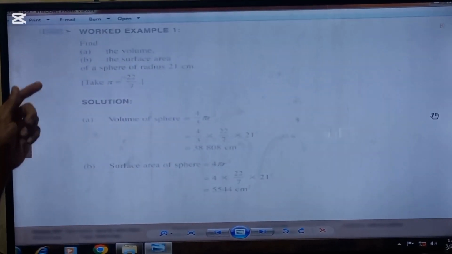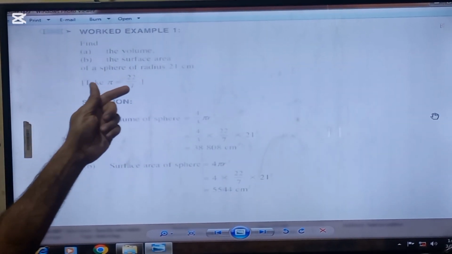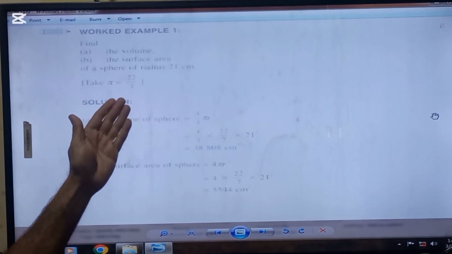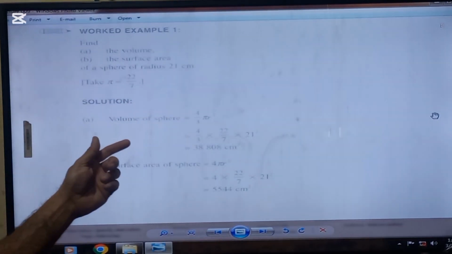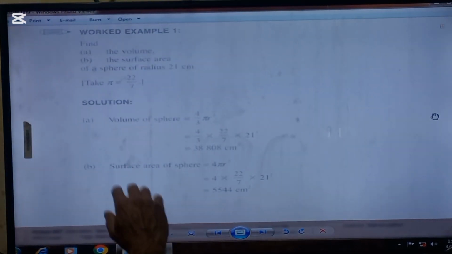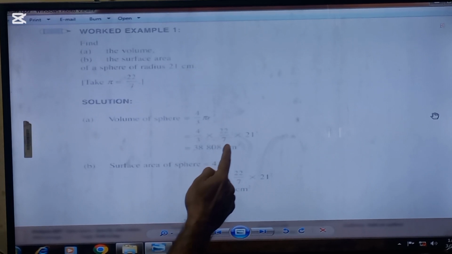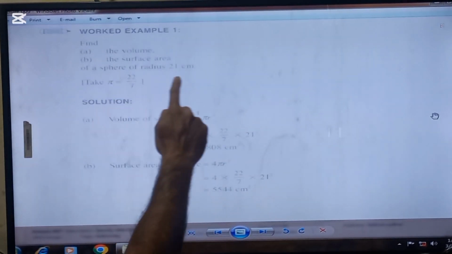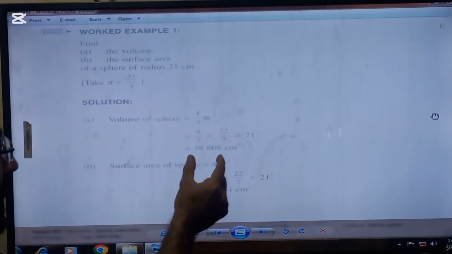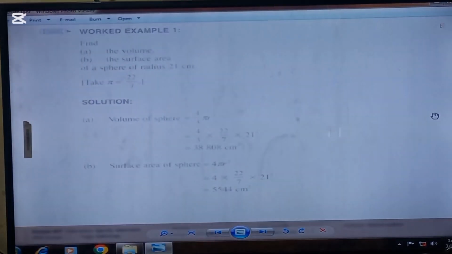Here is a question: find A part the volume, B part the surface area of a sphere of radius 21 centimeter and pi is equal to 22 by 7. So the volume of the sphere formula will be used, 4 by 3 pi r cube, and here we will put the values of pi, that is 22 by 7, which is given, and radius is 21. And solve these values on the calculator. We will get 38,808 centimeter cube, which will be the unit.